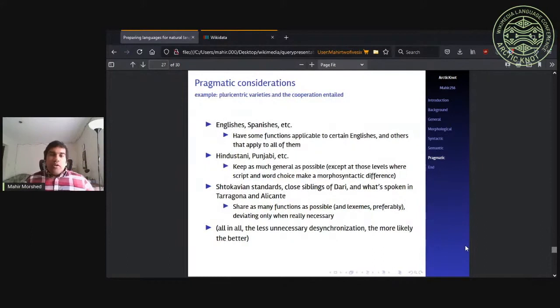And this last part is possibly controversial, but it's just in terms of how do we manage pluricentric varieties of languages? And there's a couple of different ways this could be gone. So there's Englishes, Spanishes, et cetera. You might have some functions that are applicable to all of the Englishes in the world and use those in all cases. But for those differences which are specific to, say, British English or Australian English or Canadian English, you might have some different functions that apply to those.